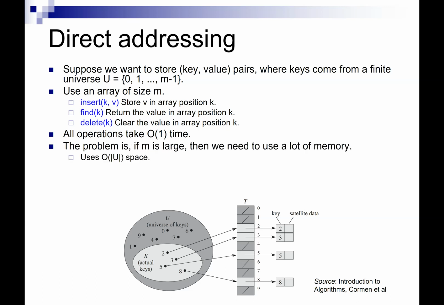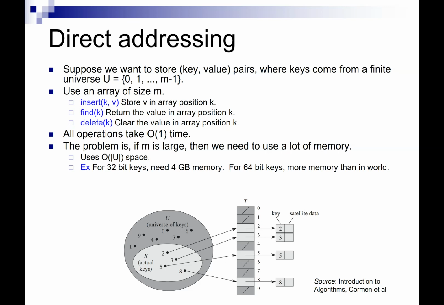But the problem is that if m here is very large, so if the set of possible keys is very large, then since you're using an array of size m, you're going to need a lot of storage. As an example, suppose your keys are simply 32-bit numbers. Those are in fact not very large keys. The values are going to run from 0 to 2 to the 32nd minus 1, which is something like 4 billion.